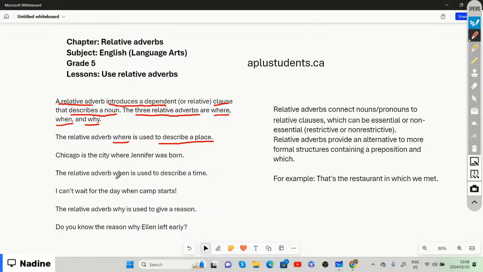And then the relative adverb when, right? It is used to describe a time. For example, I can't wait for the day when camp starts. So when describes a time, and an example of when is I can't wait for the day when camp starts.